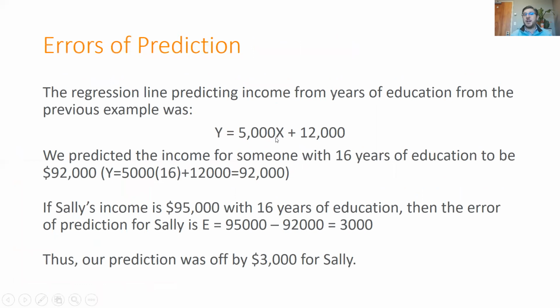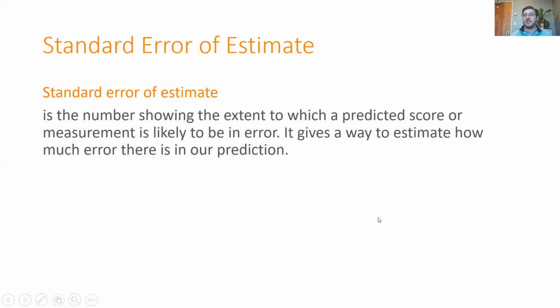So same thing we found before, right? Someone with 16 years of education, we predicted their income would be $92,000. If Sally's income is really $95,000, then the error of prediction for salary is $3,000. Our prediction was off by $3,000 for Sally.